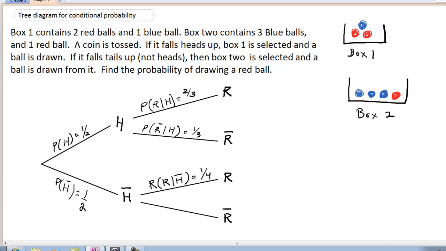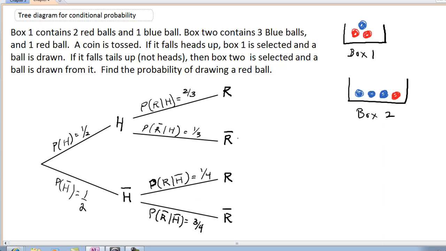And down here, why did I put R there? Ooh, let me fix that. That should be a P. Sorry. And this is P of blue given tails, which is 3/4.